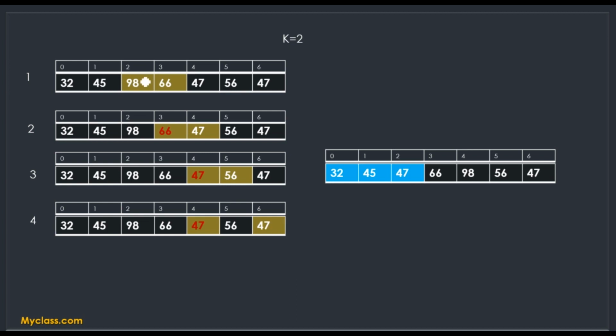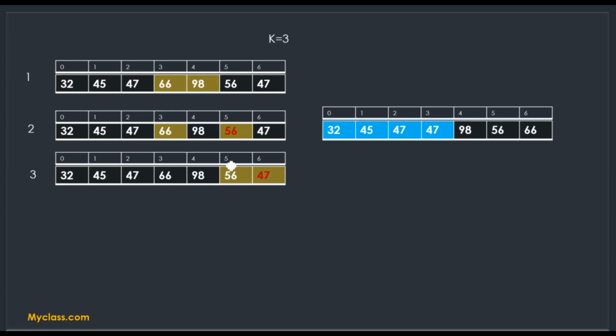When K equal to 2, we are checking 98 and 66 first. 66 is the smallest, then checking 66 and 47. Now 47 is the smallest element, then 47 and 56, but 47 is the smallest one. Then 47 and 47, but 47 is not less than 47, it is equal. Now we have got that our min value is 4. Now we are swapping A of 2 and A of min, A of 4. 47 here and 92 here.